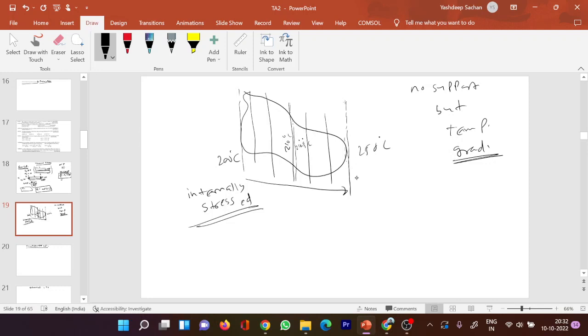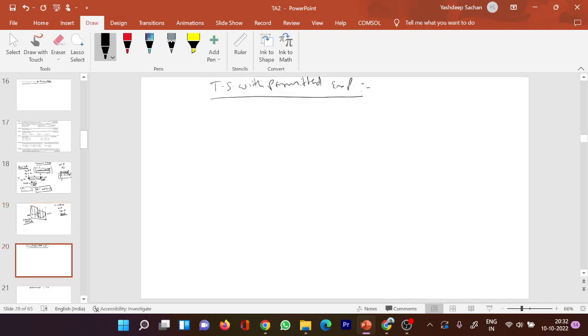I think this question has been asked in ES only. Theoretically they have asked, no formula. They asked that if a thermal gradient exists, there would be no stress in the body, but internal stress would be there. So that's why. Thermal stress with the permitted expansion.